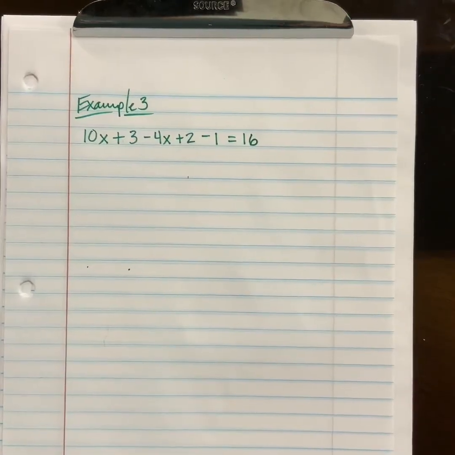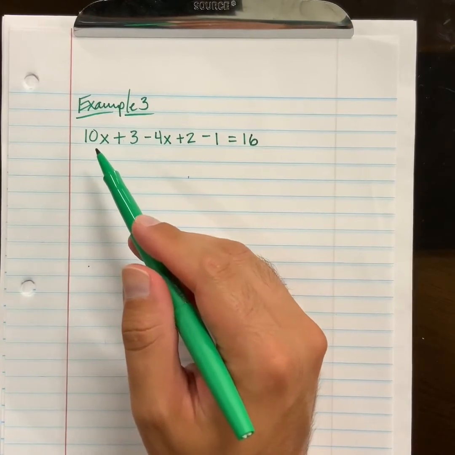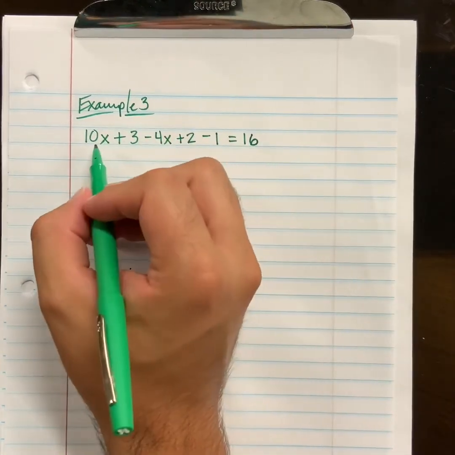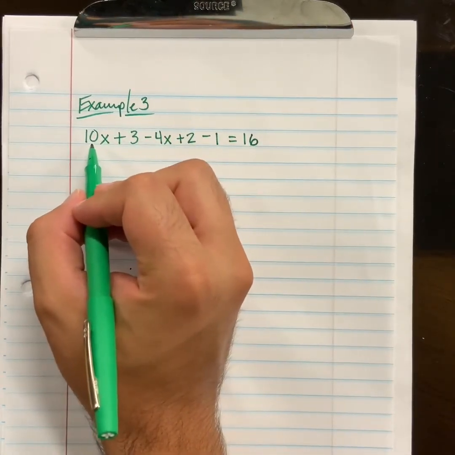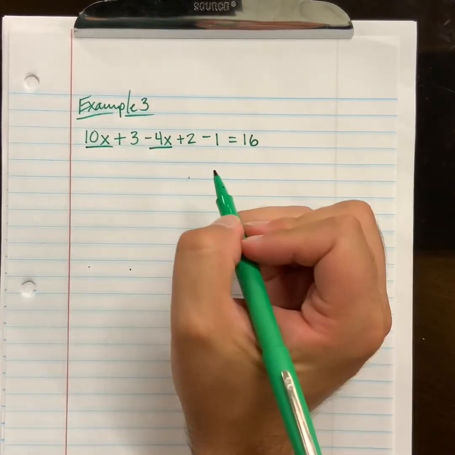So this third and final example is a little bit longer than the past couple that we've been doing. We're going to follow the same steps though in order to simplify this. If we are going to simplify it, let's go ahead and start by underlining things. So anytime there's a value or a coefficient in front of a variable, we're going to underline that. So we have 10x and we have 4x.